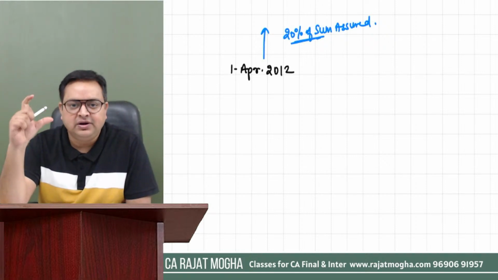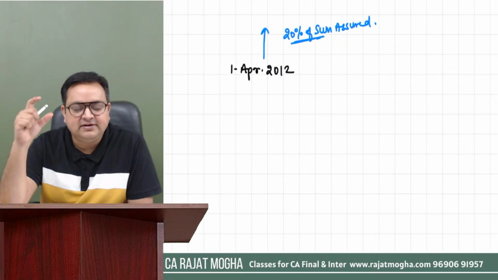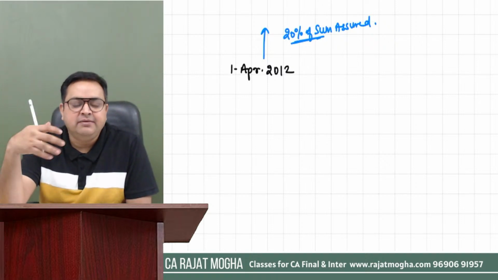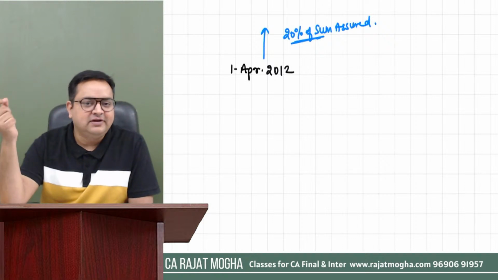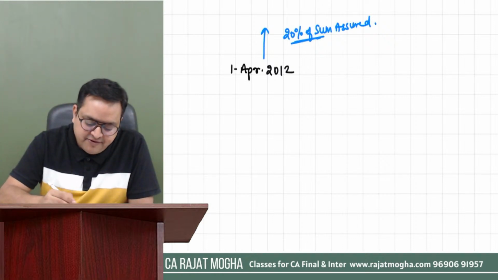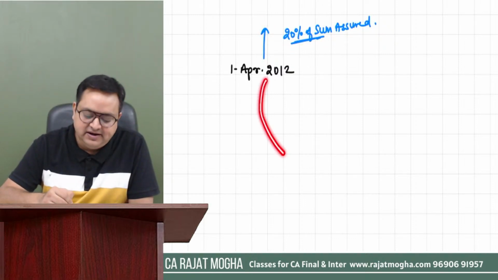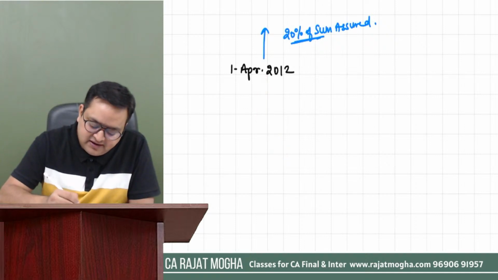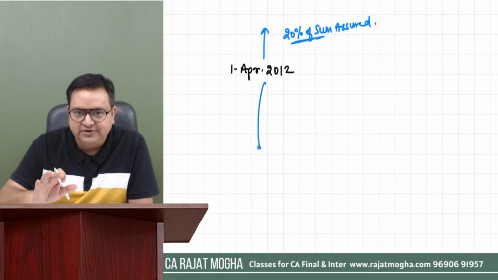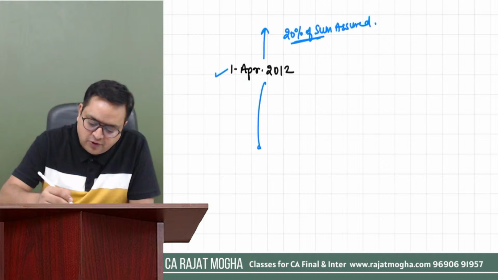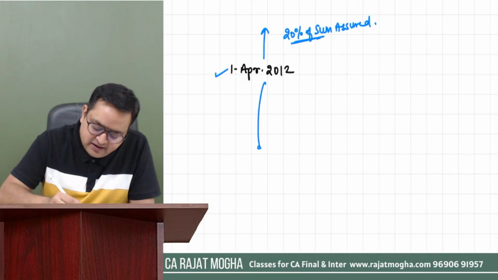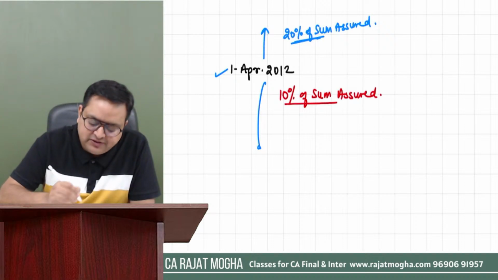What is sum assured? The total amount we will receive, if someone dies or at maturity, on the LIC policy we have taken, is called sum assured. So if the policy is on or before this date, 20% of sum assured. And if it is on or after this date, this date is also included, then it will be 10% of sum assured. Whatever the sum assured, we cannot claim a deduction of more than 10% of that.